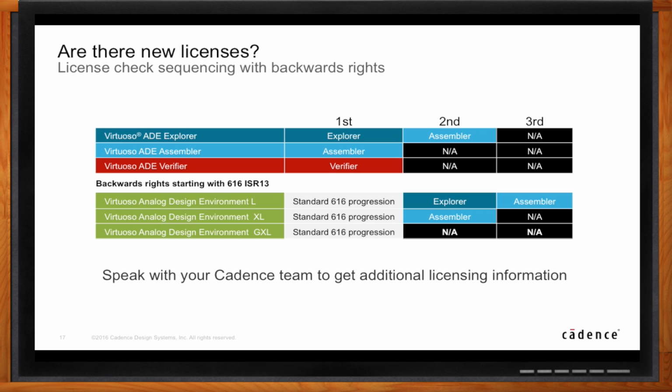However, even though they are new licenses, what we are allowing folks to do is use backwards rights. Oh, okay. And so that means you can have a new license, but still be able to use classic ADE tools if you want to. So for instance, as you can see in the picture, let's assume that you have an assembler license. Well, you can run the assembler, you can run the Explorer, you can also run ADE XL, and you can run ADE L with that license. Okay. So even if you bought the new tools and you have designs in flight, don't worry, your old classic tools will still work. And then as you start to migrate over to the new world, away you go.